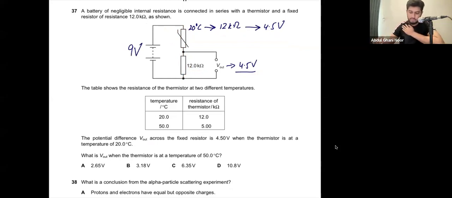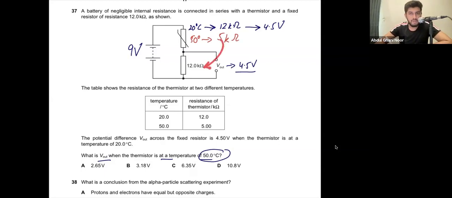Okay. Moving on, what is V out when the thermistor is at a temperature of 50 degrees Celsius? So when this thermistor is at 50 degrees Celsius, the resistance here is 5 kilo ohms. Now I can clearly see that this is greater. How much is this greater by? This is greater by more than 2 times.